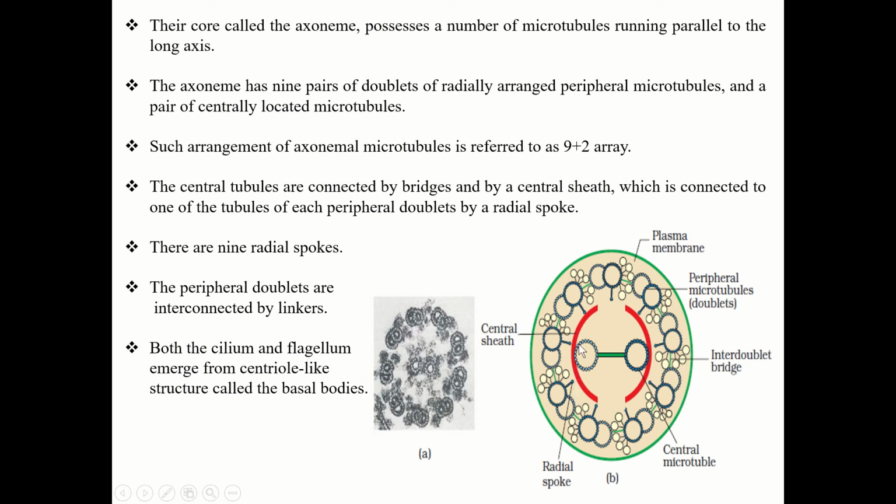Radial spoke is the bridge between the central sheath and the peripheral microtubule. So it is the attachment. There are 9 radial spokes, so there will be 9 radial spokes for each pair. The peripheral doublets are interconnected by linkers.